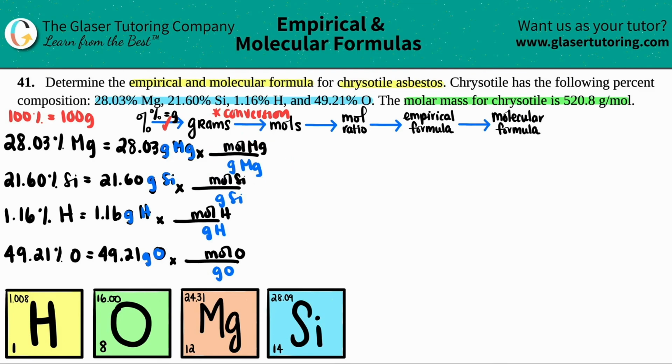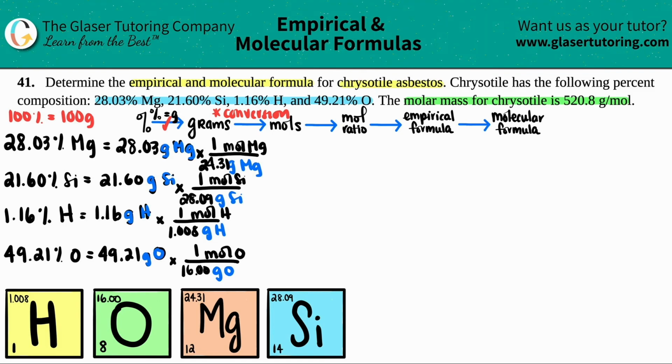So for magnesium, 1 mole of magnesium equals 24.31 grams of magnesium. 1 mole of silicon equals 28.09 grams of silicon. 1 mole of hydrogen equals 1.008 grams of hydrogen, and 1 mole of oxygen equals 16.00.